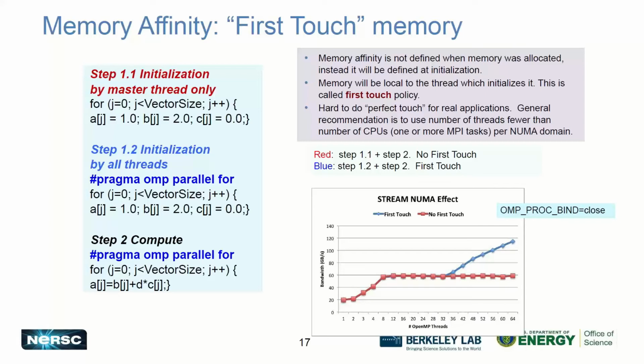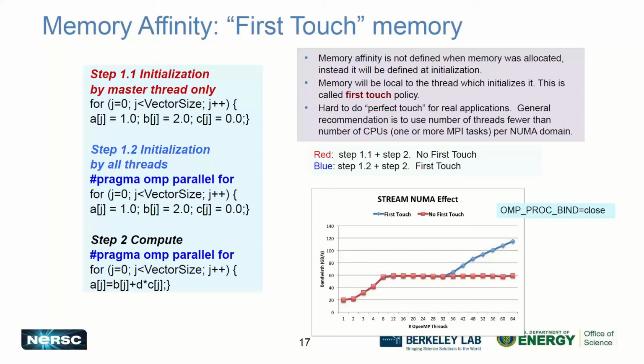So without first touch, you would initialize by the master thread only, and every local portion of the array will be close to the master thread, mostly on the first NUMA domain, for example. In this example, if I do OMP_PROC_BIND=close, that means if I have, say, 32 threads, there are a total of 64 logical CPUs on this node. So if I'm using 32 and OMP_PROC_BIND=close, they will be on the first NUMA domain. It doesn't affect the memory bandwidth when your thread number is lower than 32.